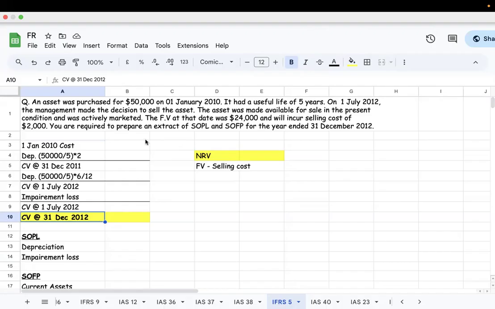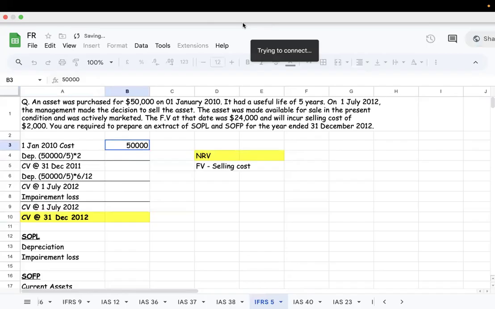Okay. So on 1st January, the asset was purchased at a cost of 50,000. Clear? Okay. Hello. Am I audible? Sarah, are you there? Hello.